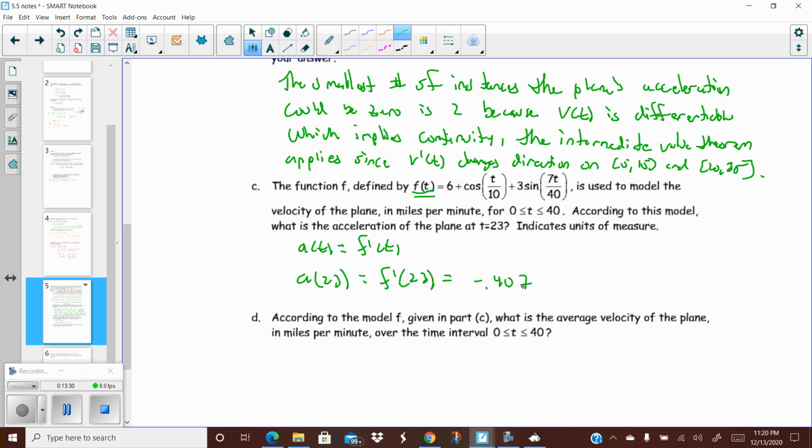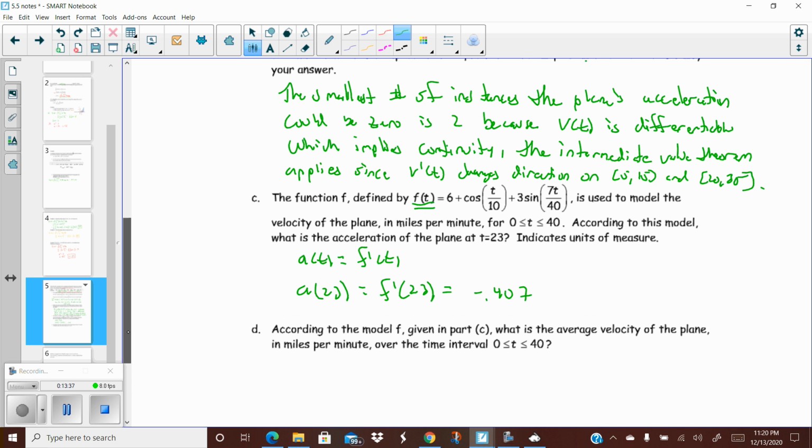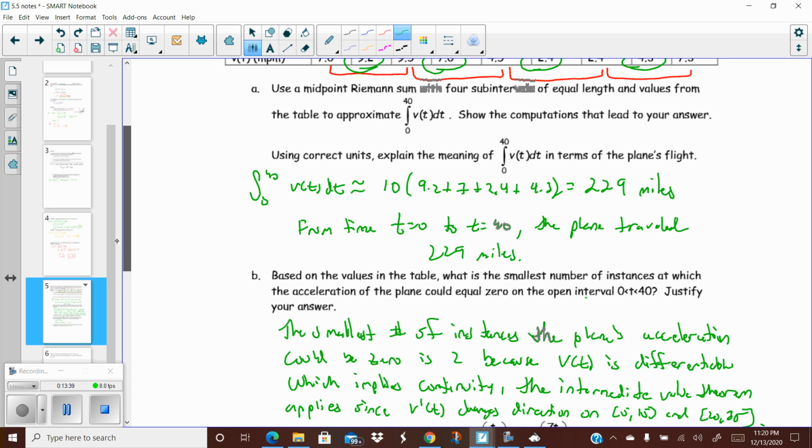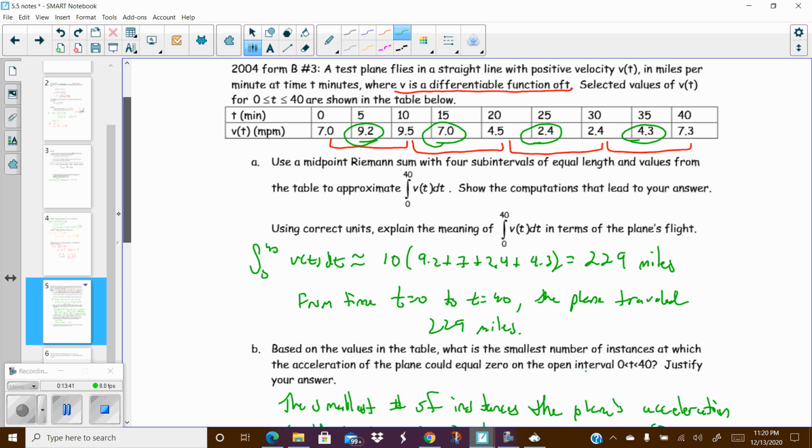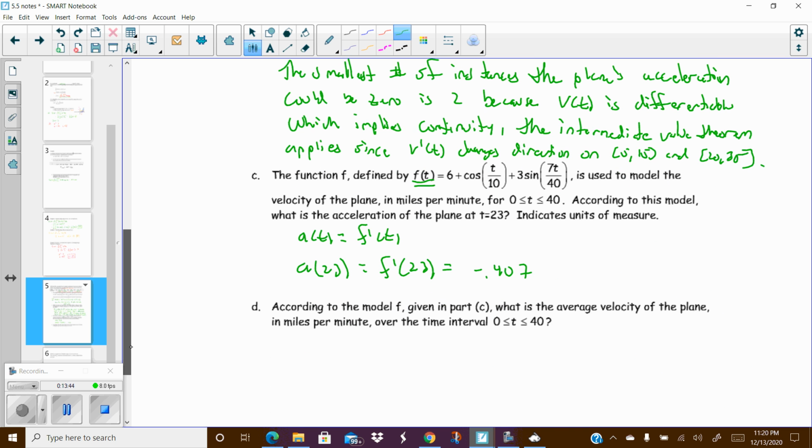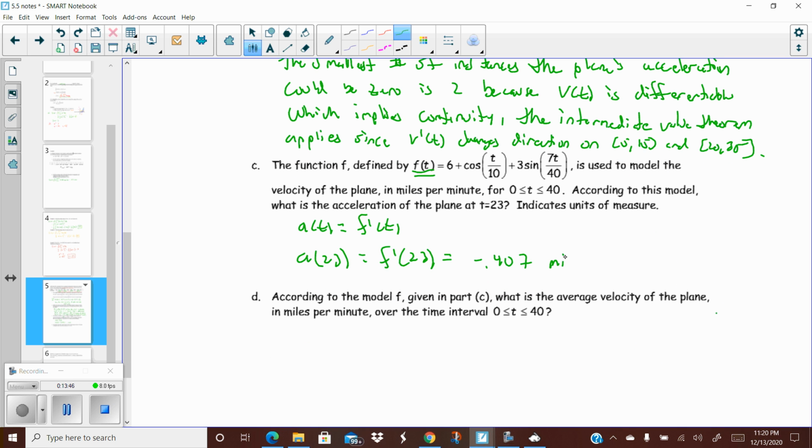It is going to ask, it says units of measure. It's the derivative of velocity, which is something per time again. So what units were we in here? Miles per minute per minute. Now you can write it like that, miles per minute, or miles per minute squared, whichever one you choose to do. I've seen it done both ways, doesn't matter.